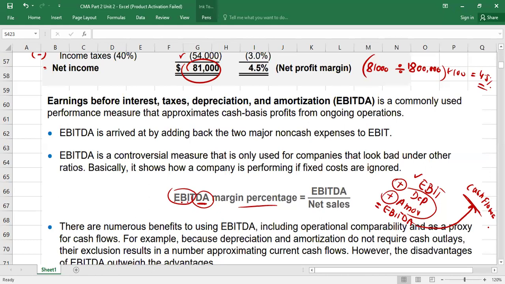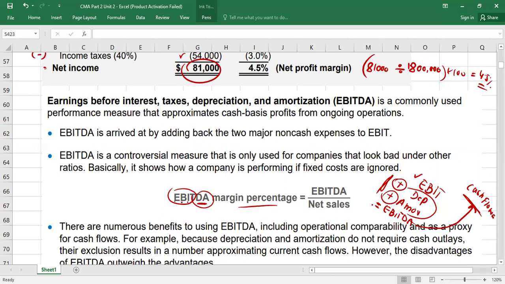Understood? Because depreciation and amortization do not require any cash outflows, that is why we exclude them. How are we excluding? By adding back. Because this depreciation and amortization has already been deducted in the income statement. So if you add back, it means you are removing these values from the profit, right? We are just trying to approximate cash flows. Understood? That is the point here.